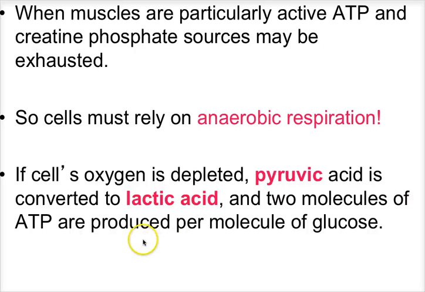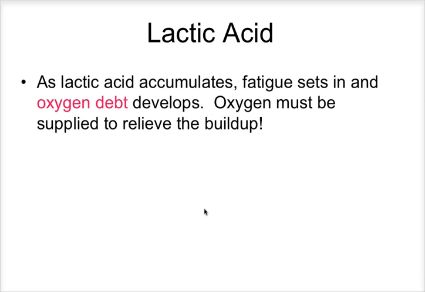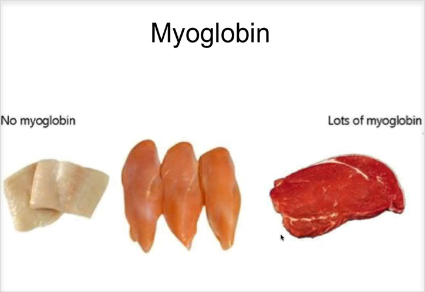This isn't very efficient. Basically, you're fermenting your muscles. You're making them acidic. When you make a muscle acidic, it starts to hurt. As lactic acid accumulates, fatigue sets in and oxygen debt develops. Oxygen must be supplied to relieve this buildup. That's when you start getting pain. You get the cramp. Lactic acid changes the pH of a muscle fiber, which can no longer respond to stimulation. It's carried back to your liver where it's converted back into, that should actually say glycogen, because glycogen is the glucose that is stored in your liver. Glucose works on a test, but glycogen would be better.